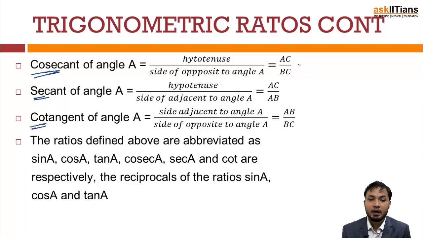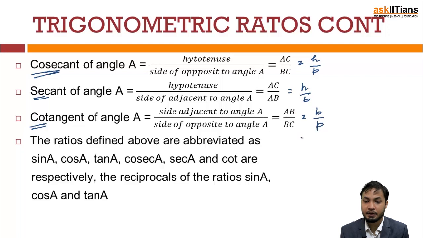Now cosec theta is opposite to, or the inverse of, sine theta. So this becomes H by P. Sec theta is the inverse of cos theta, so this becomes H by B. And cot theta is the inverse of tan theta, so this will become my adjacent side AB, so this becomes B by P.